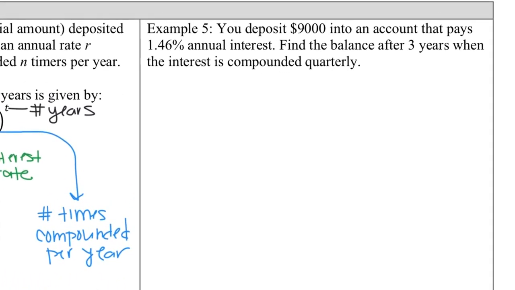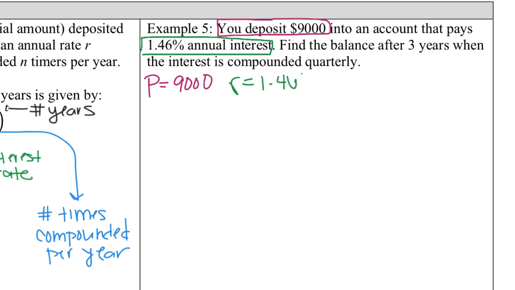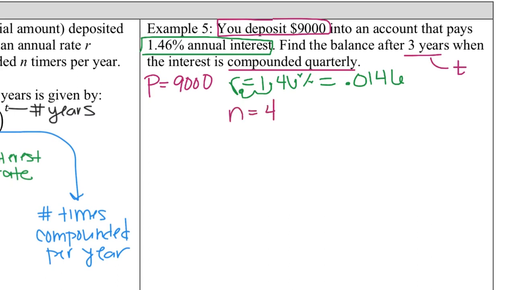You deposit $9,000 into an account that pays 1.46% annual interest. Find the balance after 3 years when the interest is compounded quarterly. First, let's find all of our pieces. You deposit $9,000 into the account, so the principal, the initial amount, is $9,000. Then it pays 1.46% annual interest. That's R. But we can't use 1.46%. We need to change that percent to a decimal, so move the decimal point 2 places to the left. So R is actually 0.0146. Now it says find the balance after 3 years, so that will eventually be t, when the interest is compounded quarterly. Compounding quarterly means your n is 4.